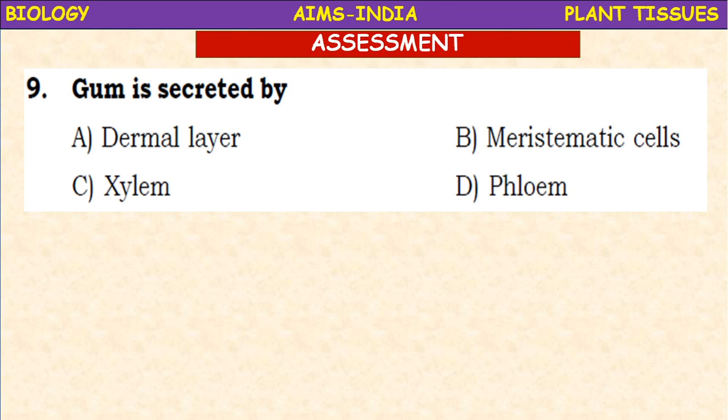Gum is secreted by... Gum is an ergastic substance. The gum, latex, resins, these are all ergastic substances, unwanted substances. Of course they also serve certain functions, like helping the plant protect itself from herbivorous animals because they taste different. This gum particularly secretes at the wounded parts of the plant and helps in healing. So which tissue, which layer? Dermal layer secretes gum.